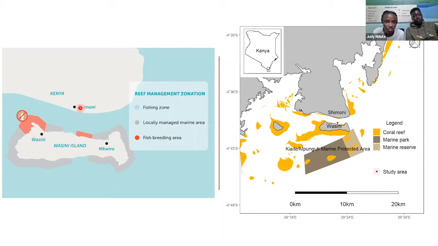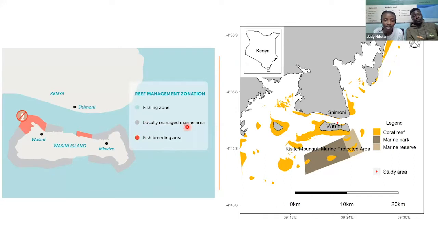So we are here. So this is Shimoni, and we have 3 coral restoration zones. So the first zone is the fishing zone. So this zone, we have agreed with the community to fish in this area. So fishermen are allowed to fish in this area, but using sustainable fishing methods. So sustainable fishing methods like hand lines are allowed in this area.